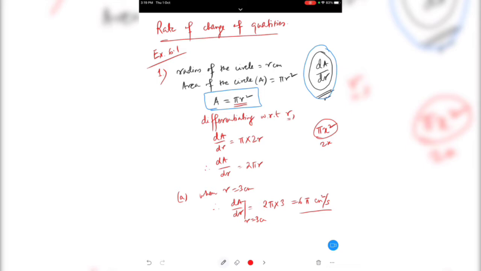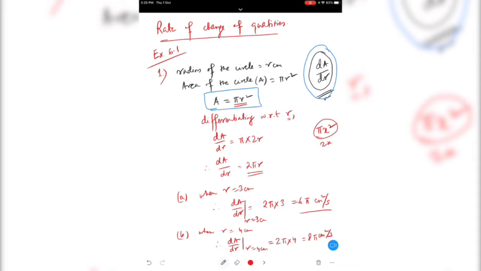Understood? Now question number b is what? B says when r is equal to 4 centimeter. This is also easy. When r is equal to 4 centimeter, the rate of change of area with respect to r, dA/dr, we have already found out, 2 pi r. So that is equal to 2 pi into 4, which is 8 pi centimeter square per second.